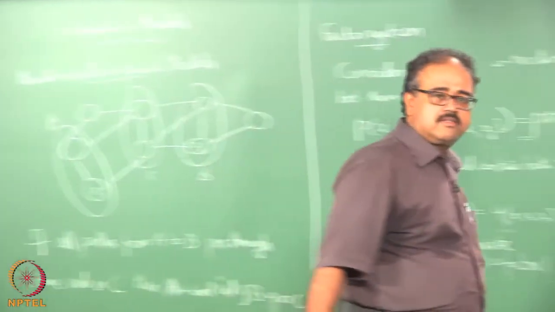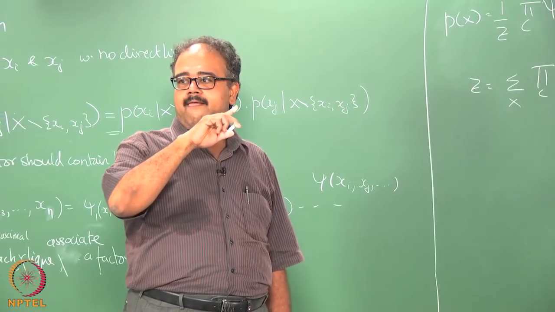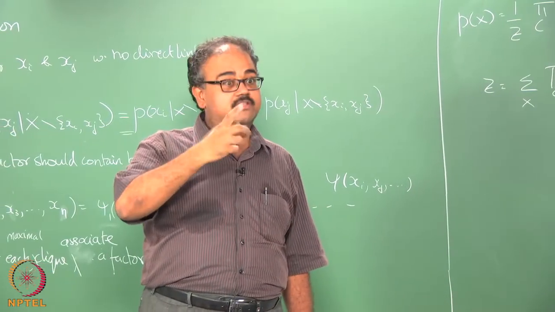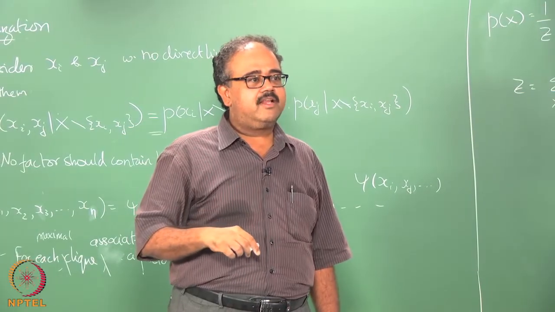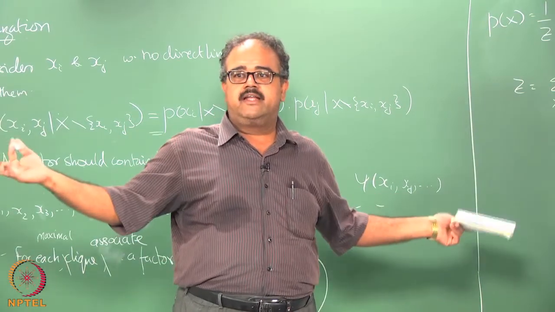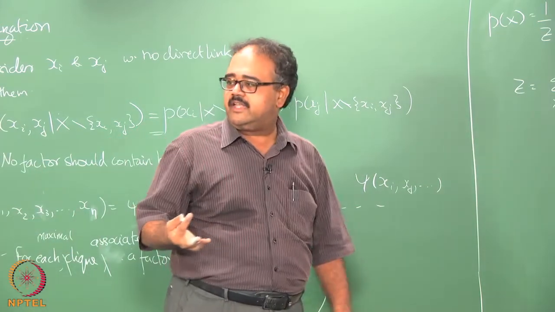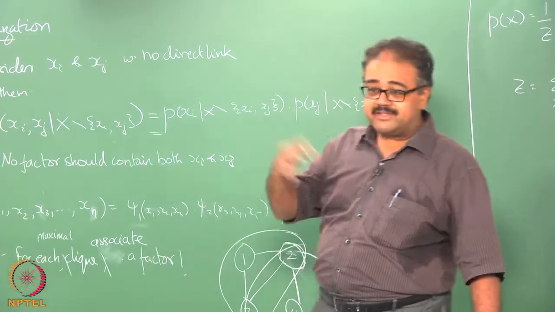undirected graphical models. So why didn't you have this in the directed graphical models? We chose the factors cleverly. The factors were chosen to be conditional distributions. So when you took the product, it was guaranteed to be a distribution. But here we have no such restrictions on the size. So this is what makes it even more confusing.